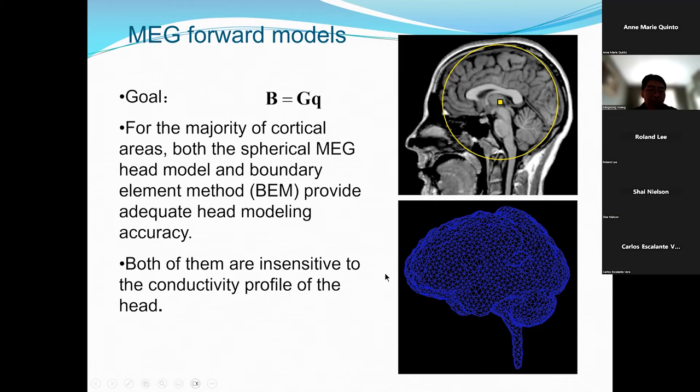Both of them are insensitive to the conductivity profile. The reason is the skull conductivity is so low. There are quite a few papers, including one from Matti Hämäläinen, who used to be the director of the MEG Center at Harvard, MGH, who did the calculation. If you assume the skull is a perfect insulator, conductivity zero, and ignore anything outside the skull, the error for the MEG calculation is still negligible. So the most important thing is the inner skull surface. You can approximate it with a sphere or BEM.